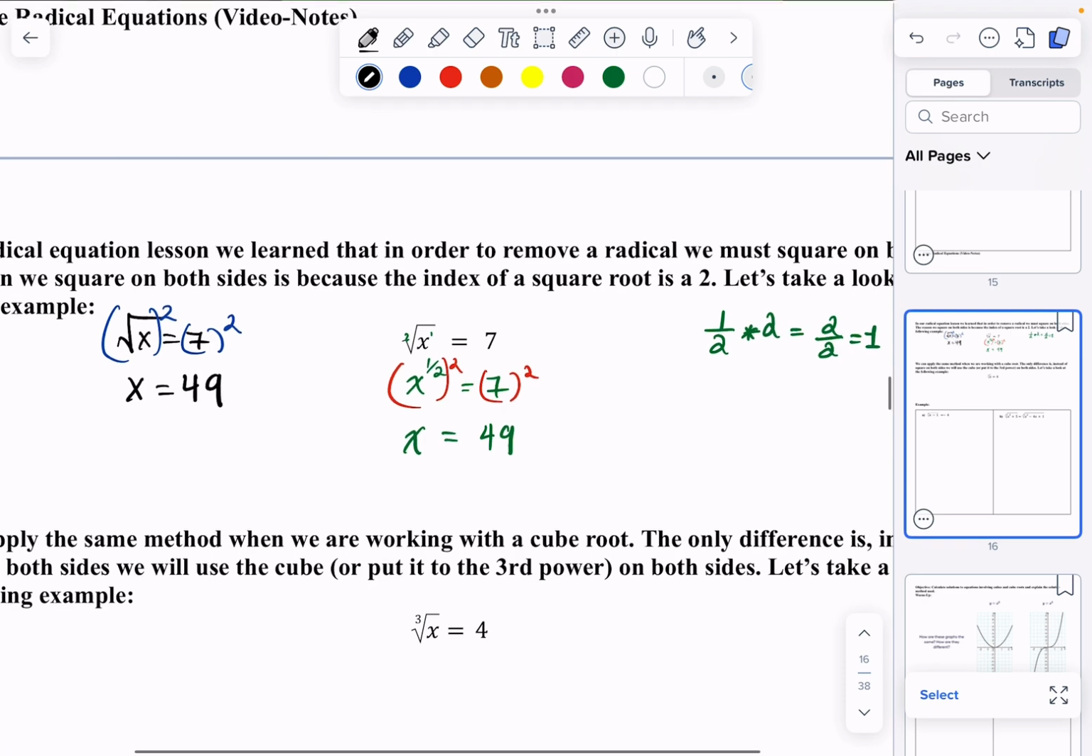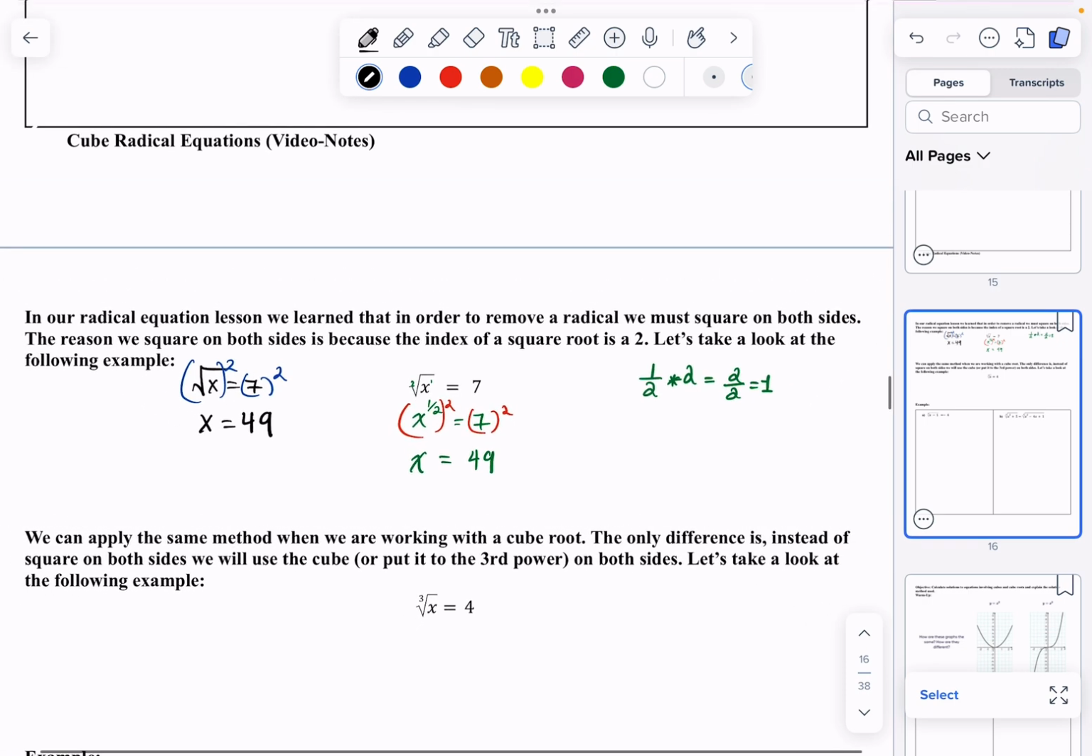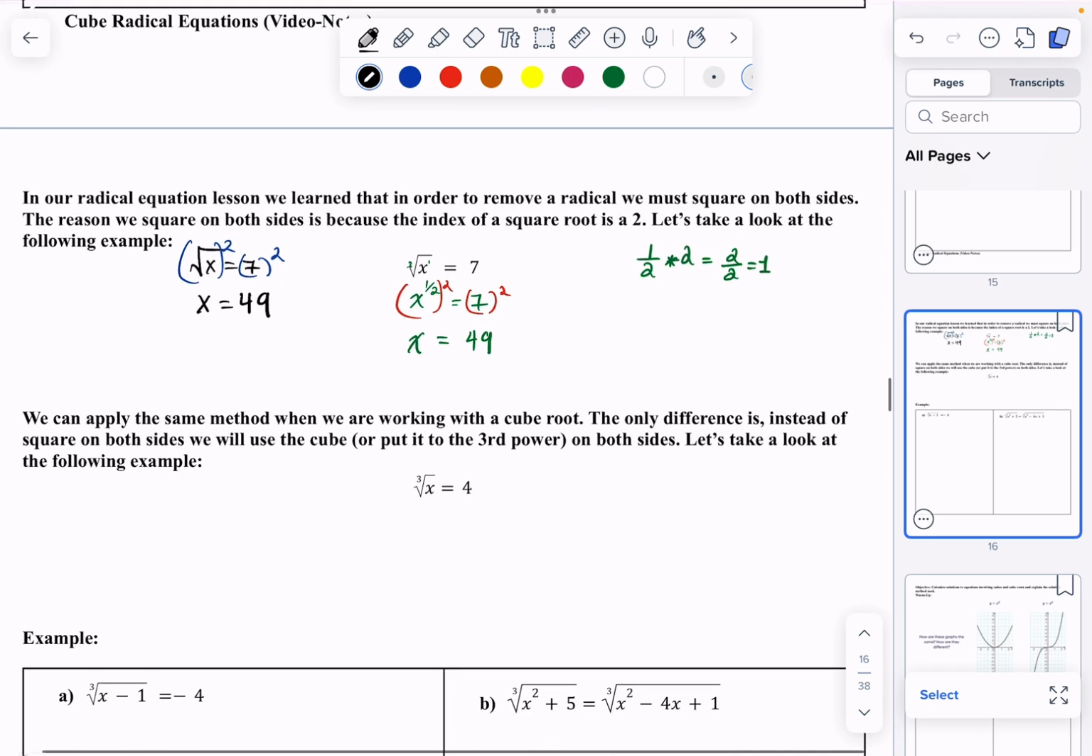This idea we are also going to apply when we are working with cube roots. The only difference is instead of squaring both sides, we will cube or put it to the third power on both sides. So let's take a look. I'm going to show it two different ways here as well, so you are able to make that connection again. Rewriting it as an exponent, it is x to the power of 1 over 3, because this one has an invisible 1 as the power, is equal to 4.